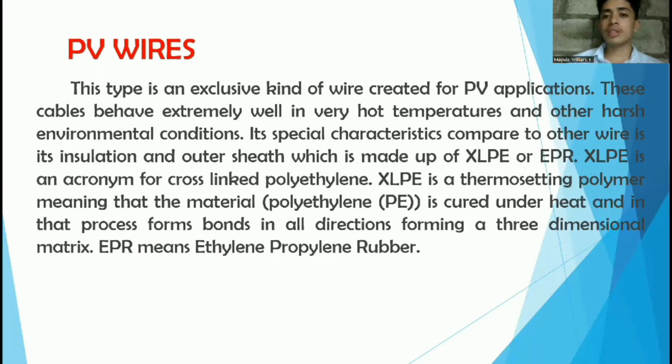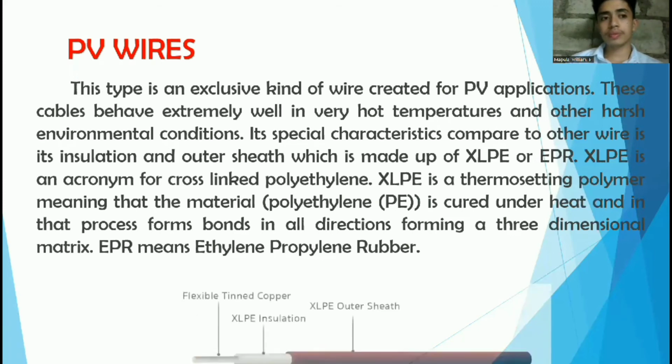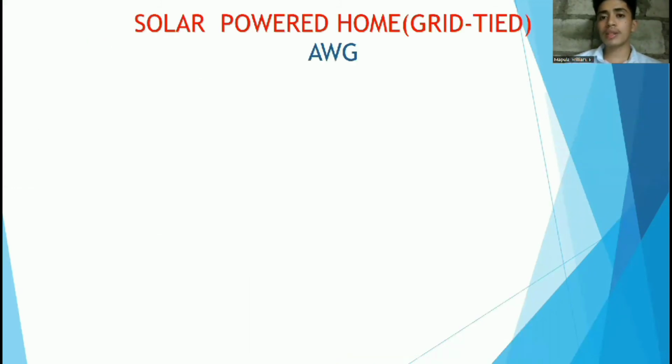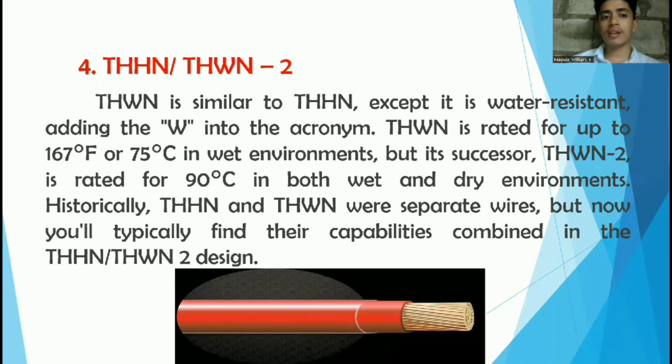Yung PV wires is pinakamaganda pero siya rin yung pinakamahal na wires. Kaya kung bibili ka na lang ng wires at may budget ka, maganda, ito na yung bilhin mo. Then kung nagtitipid ka, recommended na yung, ito nga pala yung feature ng PV wires. Then kung nagtitipid ka, mas recommended na yung THHN/THWN-2.